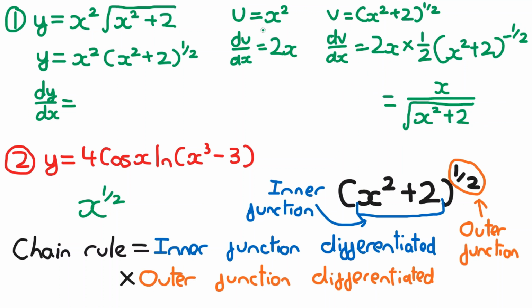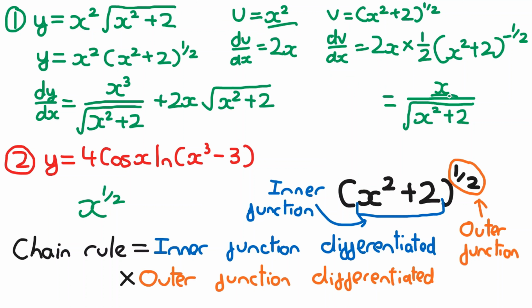Therefore dy over dx is going to be u multiplied by dv over dx, so this x squared multiplies this x, giving x to the power of 3 over the square root of x squared plus 2, and then plus v multiplied by du over dx, so it's going to be 2x multiplied by (x squared plus 2) to the power of a half, which can be written as the square root of x squared plus 2. So this is dy over dx.